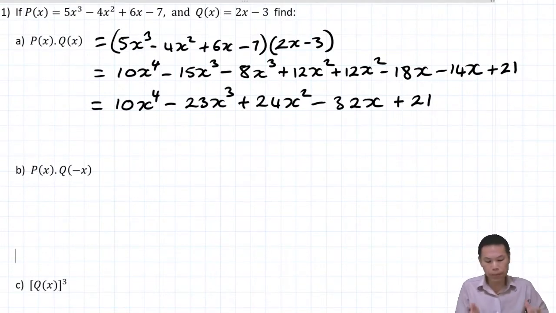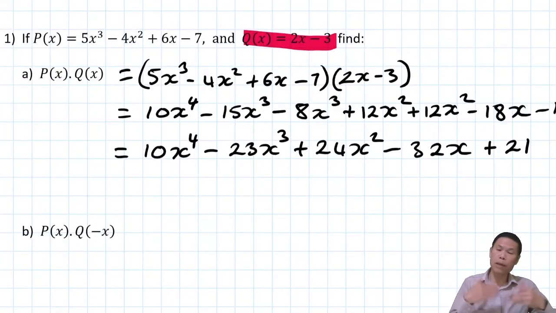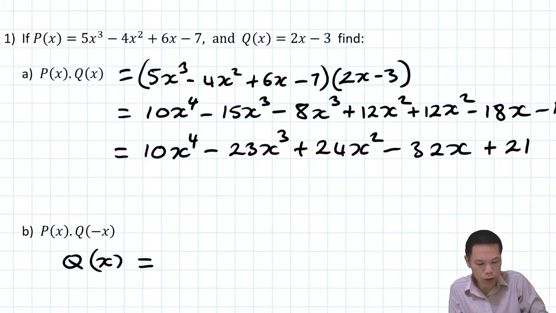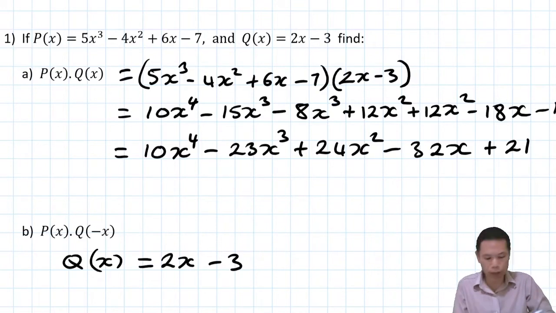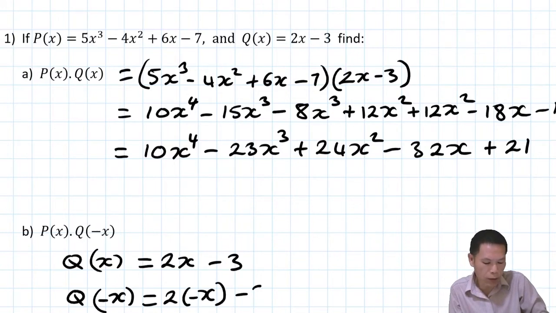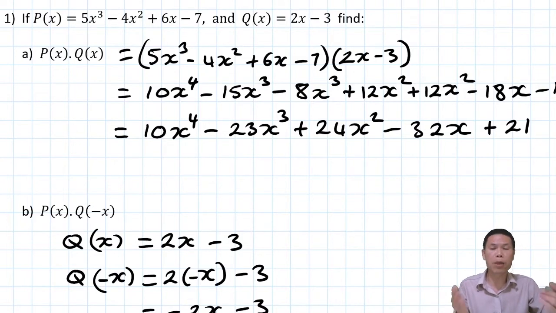Second one. We need to find p(x) times q of negative x. We have q(x) is this, right? So we just have to find q of negative x first. I just write q(x) down first. So q(x) is equal to 2x minus 3. Now we need to find q of negative x. So q of negative x is 2 lots of negative x minus 3, which is equal to negative 2x minus 3. Now we just do p(x) times q of negative x.